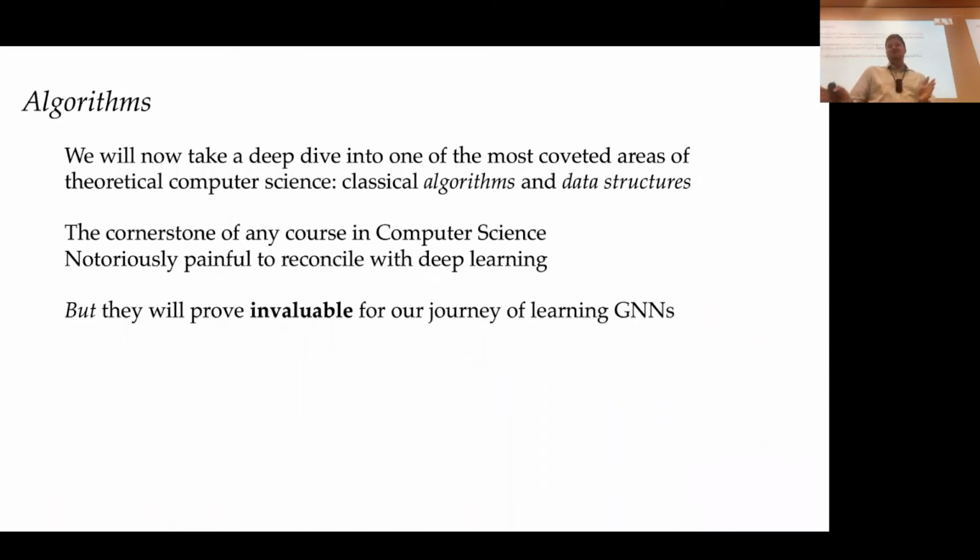But it's also notoriously painful to reconcile it with the methods we use nowadays, like deep learning, because they typically tend to have diametrically opposite properties. So algorithms are really good at strong generalization. They're very interpretable, very compositional. You can take subroutines and combine them together. Whereas in deep learning, we typically have little to no interpretability, almost no extrapolation generalization, and it's very hard to get, if any, compositionality between these models.